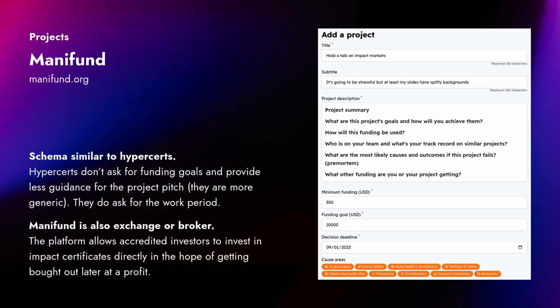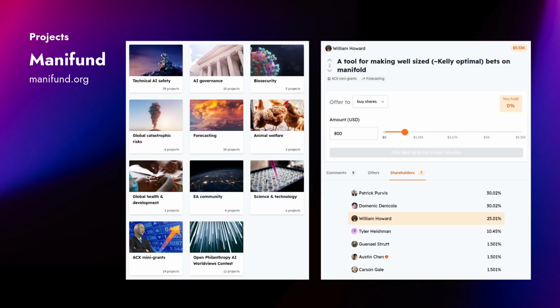They run this for a bunch of different cause areas. They've started with this ACX mini grants thing on forecasting. That's why there are a lot of projects in that. And then, of course, technical AI safety is a very popular field. So a lot of people in that space have also filed their impact claims here.